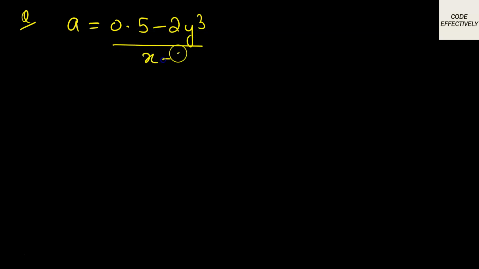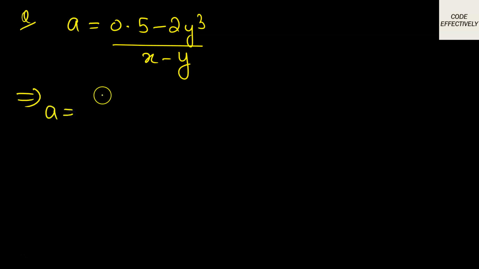So first of all, these questions give us simple mathematical statements and we have to convert them into Java statements. For example, we are given a is equal to 0.5 minus 2y cube, divided by x minus y. Now we have to write this in a computer code, in the form of a Java statement. So what will it be?